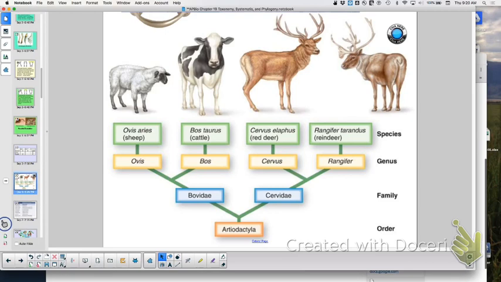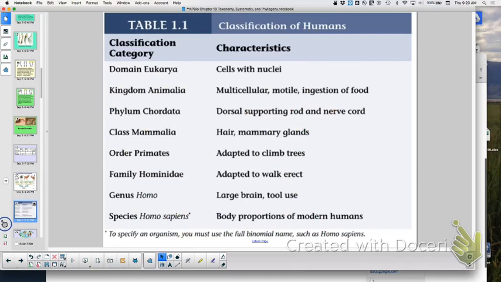So next thing I want to do is go over classification of humans. When you look at the different identifiers here, we are in the domain Eukarya. Would you have any trouble remembering that? No. Okay. So domain Eukarya, the kingdom that we're in is the animal kingdom, right?